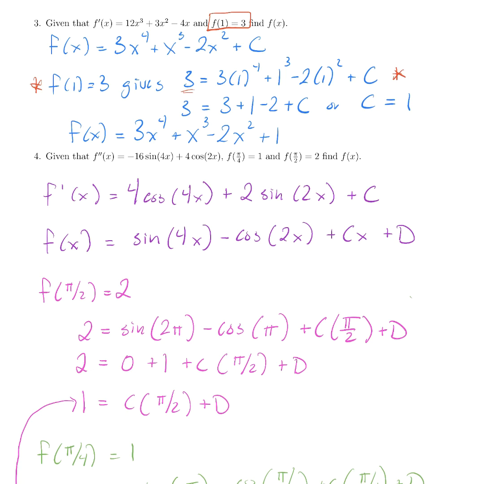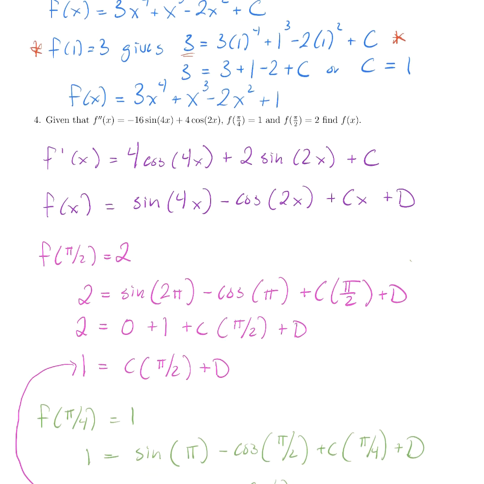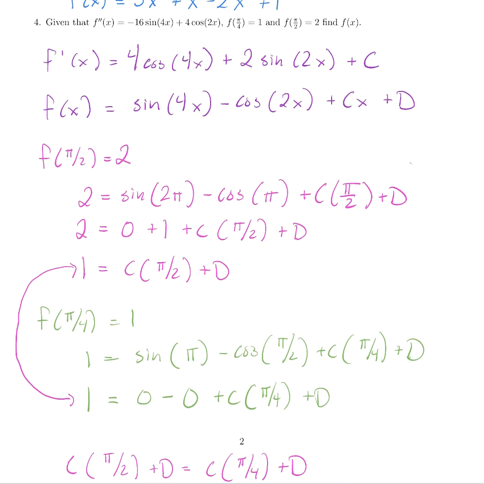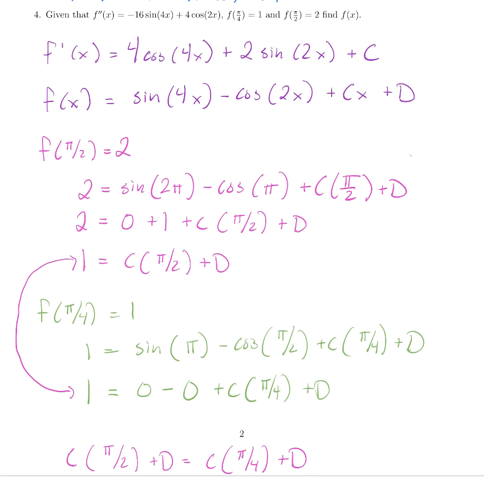Okay, this next one is a little more challenging, number 4. It's reasonably long, so I wrote it all out here for you. We'll walk through it. You might want to pause the video and check it out also. So given that the second derivative of our function is negative 16 sine of 4x plus 4 cosine of 2x, that f of pi over 4 is 1 and f of pi over 2 is 2, find f.